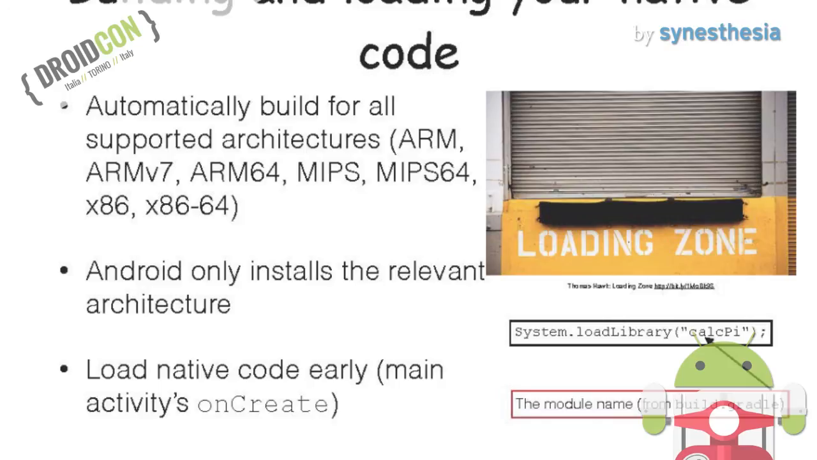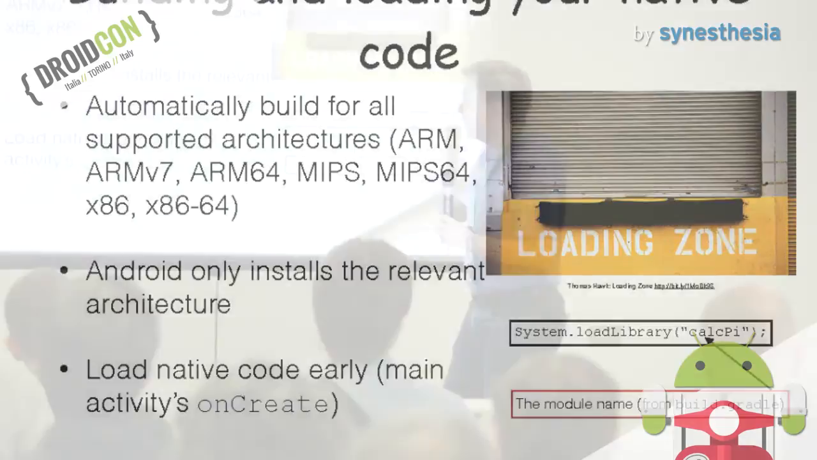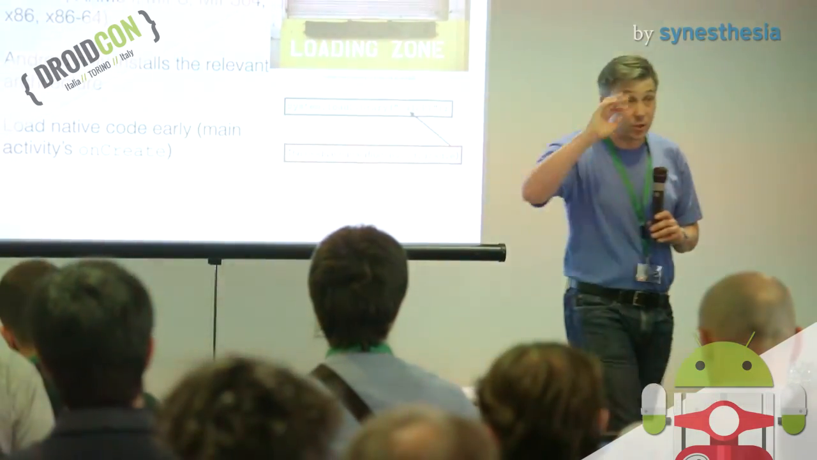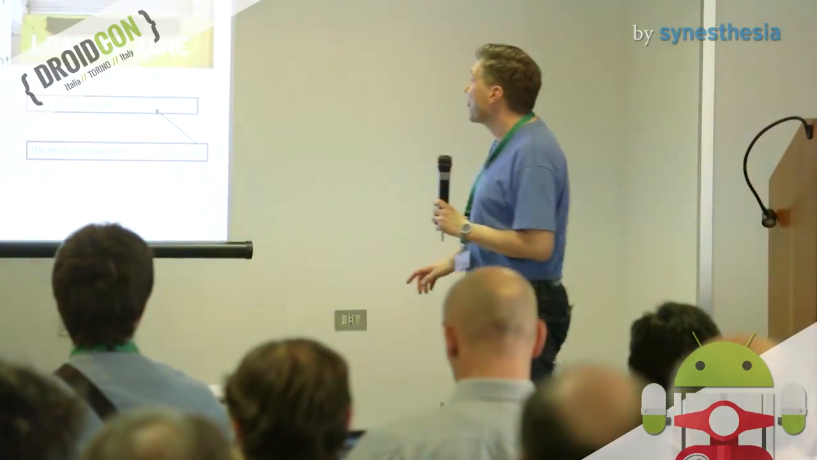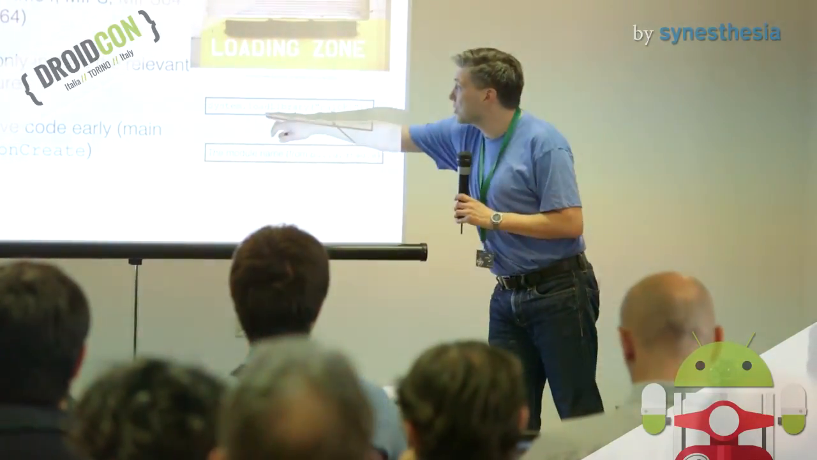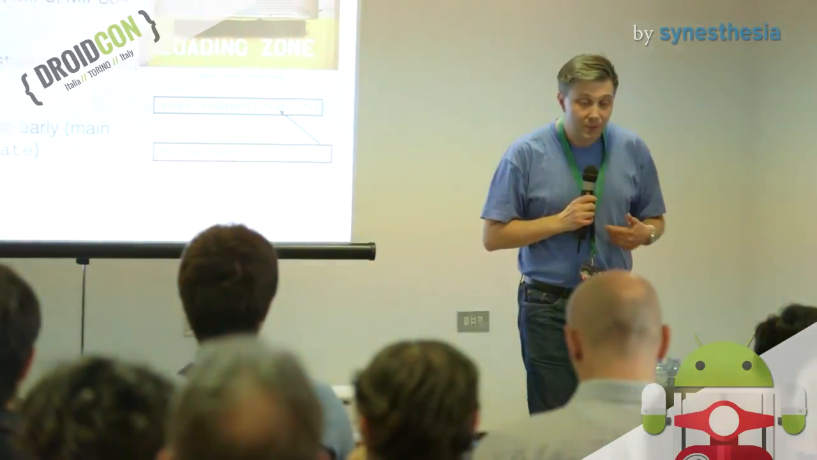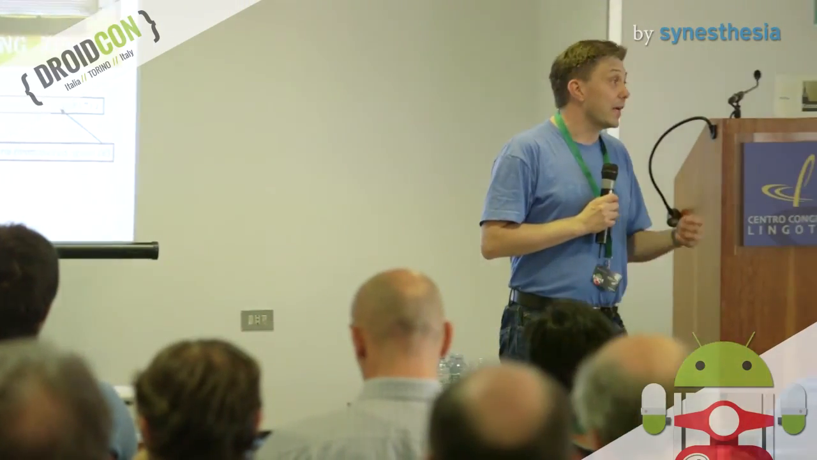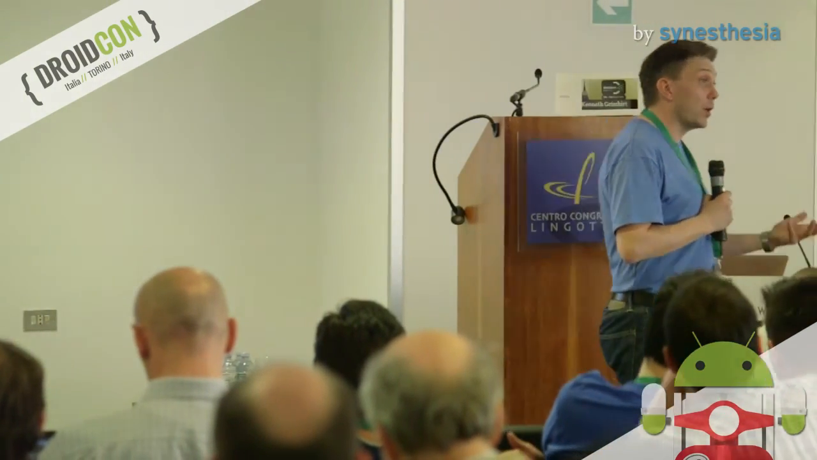In order to use your C++ or C library, you have to add a line somewhere. You can do that in your main activity's onCreate, so it's just in the beginning. It loads your shared object. So it's just System.loadLibrary. As simple as that. And it will actually find the right shared object, load that into memory, and that's it, basically.